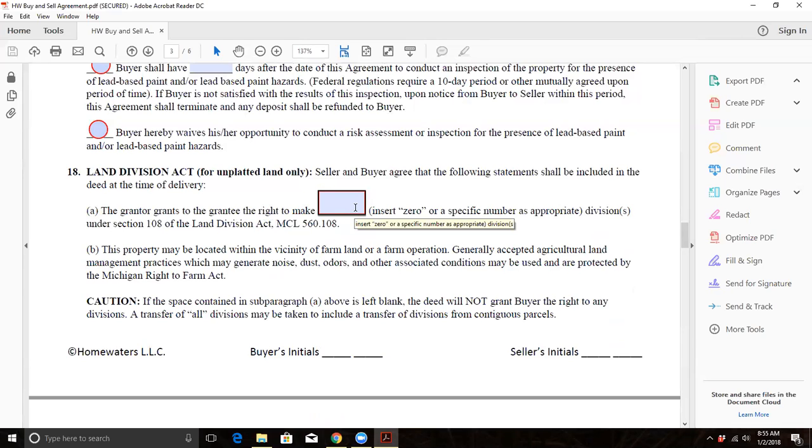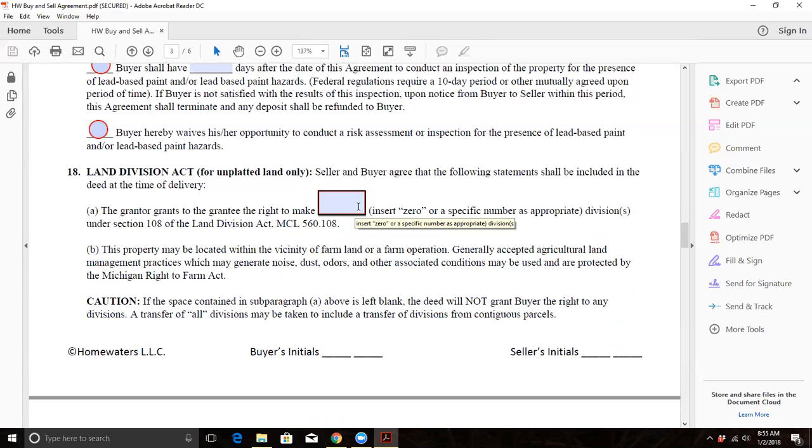This comes into play, and I know I've had individual conversations with most of you about this, but the reason you want to put a specific number in here or 0 comes into play really only if the seller is keeping some of the land, if they're only selling a portion of the holding that's adjacent. So if I own 40 acres and I'm selling 10 acres of it in this purchase agreement, I want to put a specific number in there.